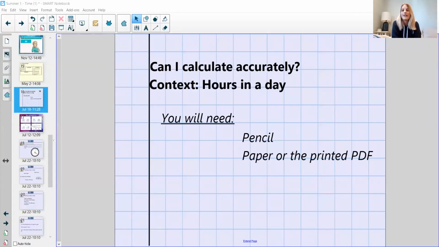So our Can I this week is Can I calculate accurately? And we're going to be looking at hours in a day today. So things that you'll need: a pencil and a piece of paper, or the printed sheets from the Google Classroom. So if you haven't got those, you might want to pause the video to get them and then press play again when you're ready.